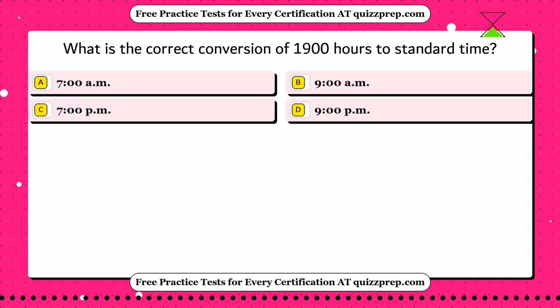What is the correct conversion of 1900 hours to standard time? Option A. 7 a.m. Option B. 9 a.m. Option C. 7 p.m. Option D. 9 p.m.